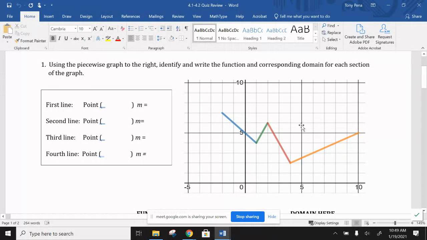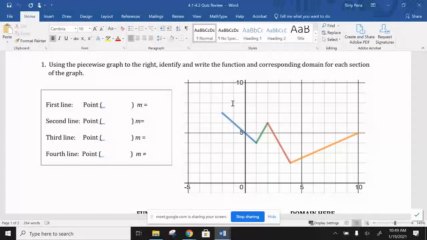So here's our graph. We want to write the piecewise function for this. So it says using the piecewise graph to the right, identify and write the function and corresponding domain for each section. So definitely have to do this tomorrow. This is 4. I think the one I'm having you do tomorrow is just 2. So it shouldn't be quite as involved. So if you can do one with 4, you can hopefully do one tomorrow with 2.